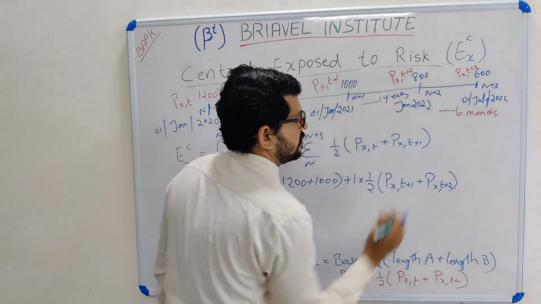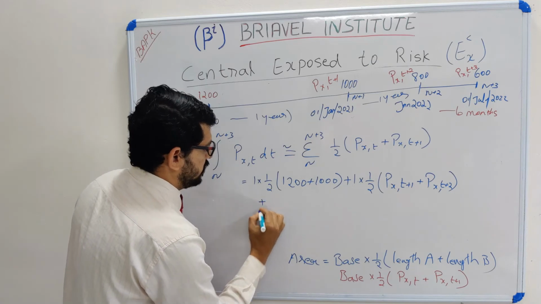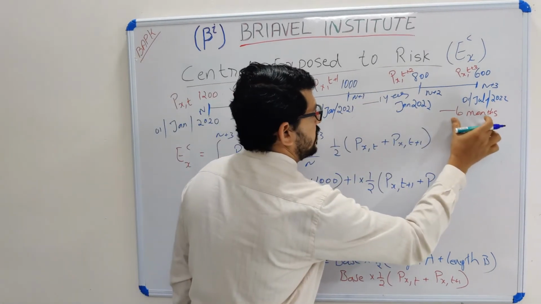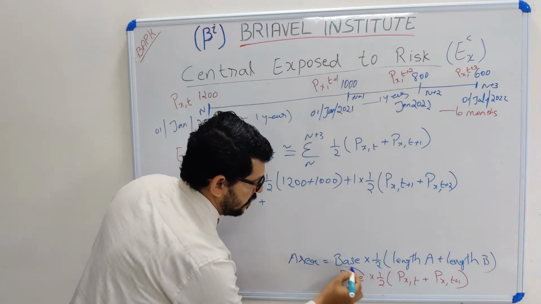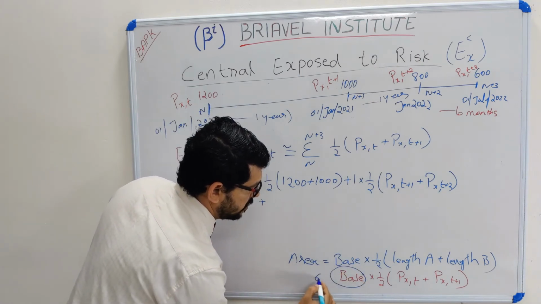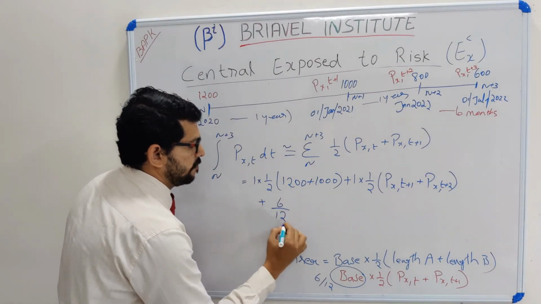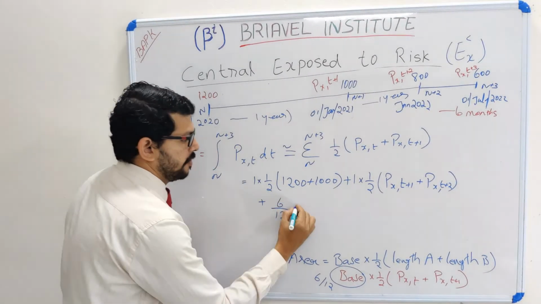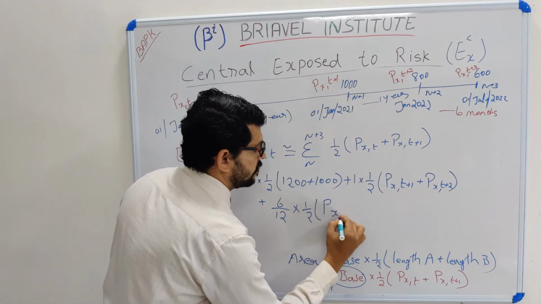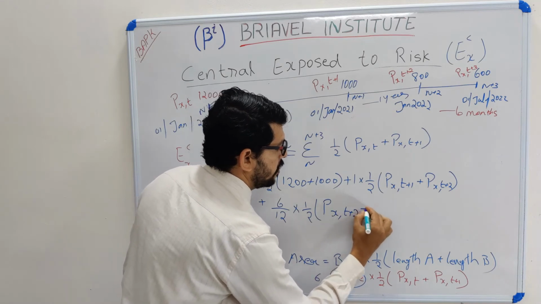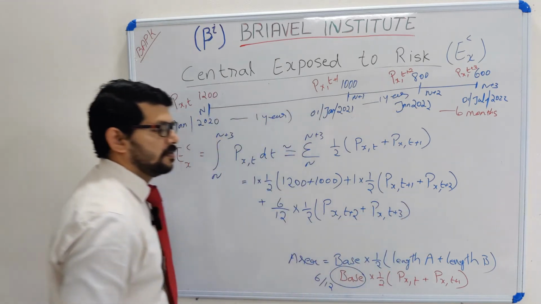Again, one more 6 months is there. So we'll write it down. Plus, in this 6 months, the base is only 6 months, so we have to change the base. How we can write the base is 6 divided by 12. So our base is changed to 6 months: 6 divided by 12 into 1 by 2 into P of s comma t plus 2 plus P of s comma t plus 3. So this is our equation.